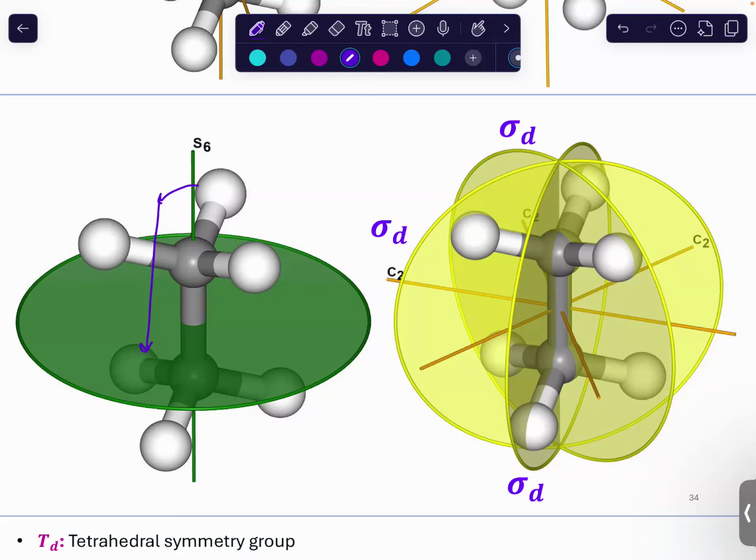And then, of course, there's your sigma D planes. So remember, sigma Ds are sigma Vs. It just depends on if they're cutting between those C2s or not. So if we go back to the Otterbein and look at that, I put them in there. Tip that up. Let's see how that cuts right between those. If I did all of them, it'd be the same thing. So that's the definition of a sigma D.